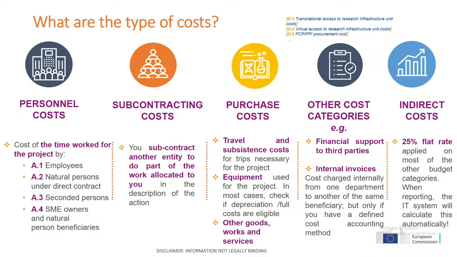And finally, we have indirect costs that for Horizon Europe, when you report your cost, the IT system will calculate automatically your indirect cost. But it's very important that indirect cost is only applied to most of the other budget categories, for example, 25% of personnel cost or 25% of purchasing cost. But for instance, subcontracting cost doesn't have the 25% flat rate. So when you put all the information in the system, the indirect cost will be calculated automatically.